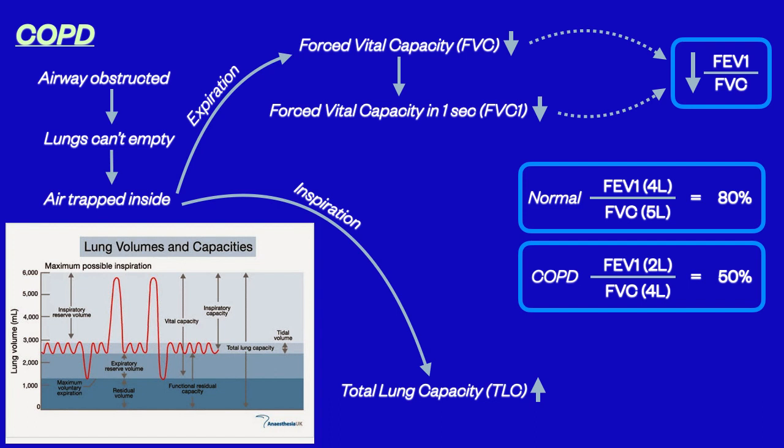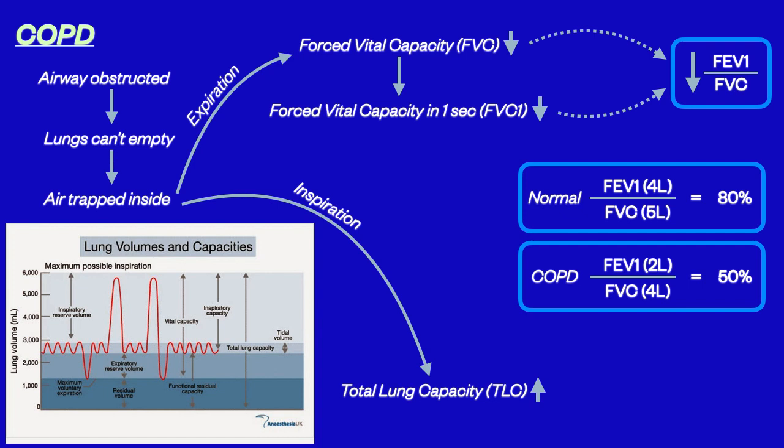Now someone with COPD's FVC might be like 4 liters, which is lower than normal, but the volume of air that he or she can expire in the first second is only 2 liters. So not only are both these values lower, but their ratio is lower as well. And this is a hallmark for COPD, which means that a ratio of less than 80% means there is a problem. You've got COPD.